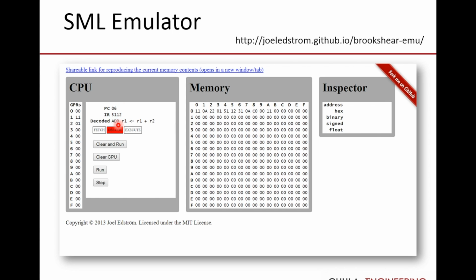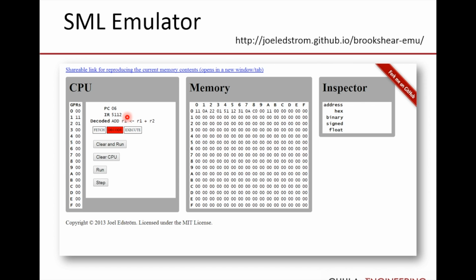It also shows the decoded instruction, what it means for the instruction that's put inside the instruction register. And it also shows the current step in the machine cycle. For example, in this picture, the program counter is 06, which means the next instruction will be fetched from the address 06.